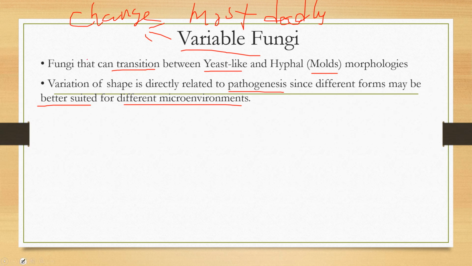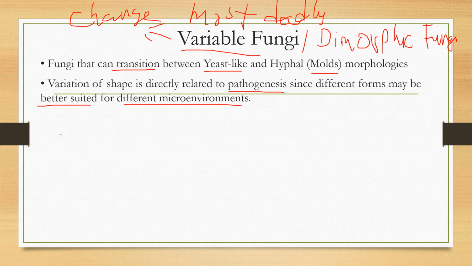Now, the variation of shape is directly related to pathogenesis, since different forms may be better suited for different microenvironments. Now, for you to understand this statement, another term for variable fungi, pakinote ito, kindly write this down, is that they are also known as your dimorphic fungi. Now, your variable fungi or your dimorphic fungi, as mentioned, can change between yeast and mold.